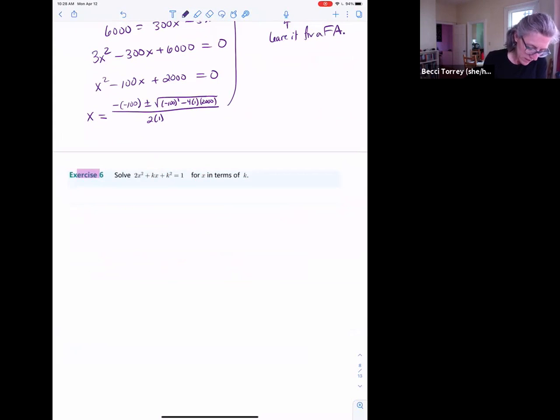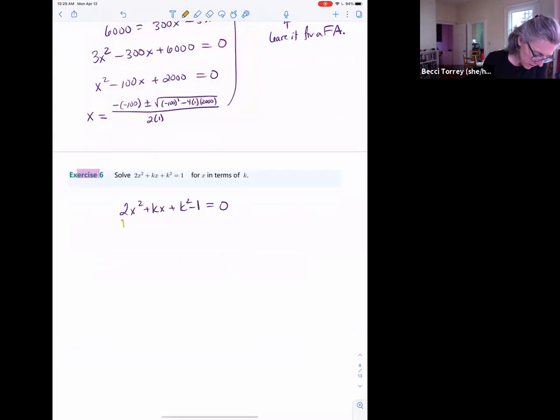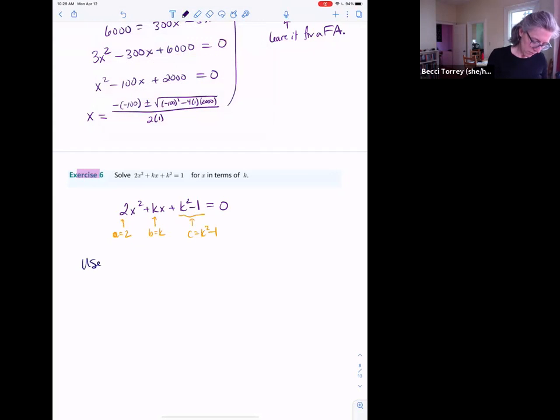We always have to get 0 on one side. So we have 2x squared plus kx plus k squared minus 1 equals 0. And then the trick here is to be careful about what's what. So this 2, that's our a in our quadratic formula. The k is our b. And then the tricky part here is that c is equal to k squared minus 1, whatever that number is. And then you just plug it into the quadratic formula. So use the quadratic formula.